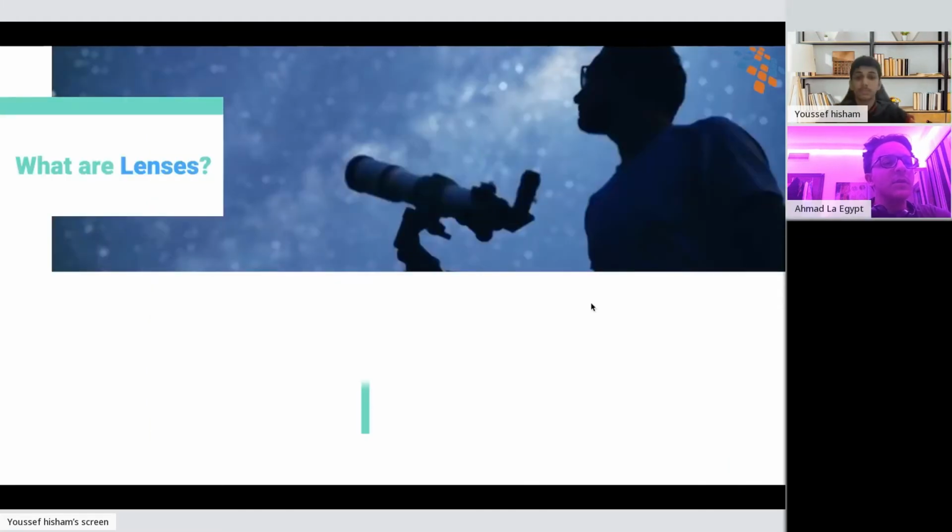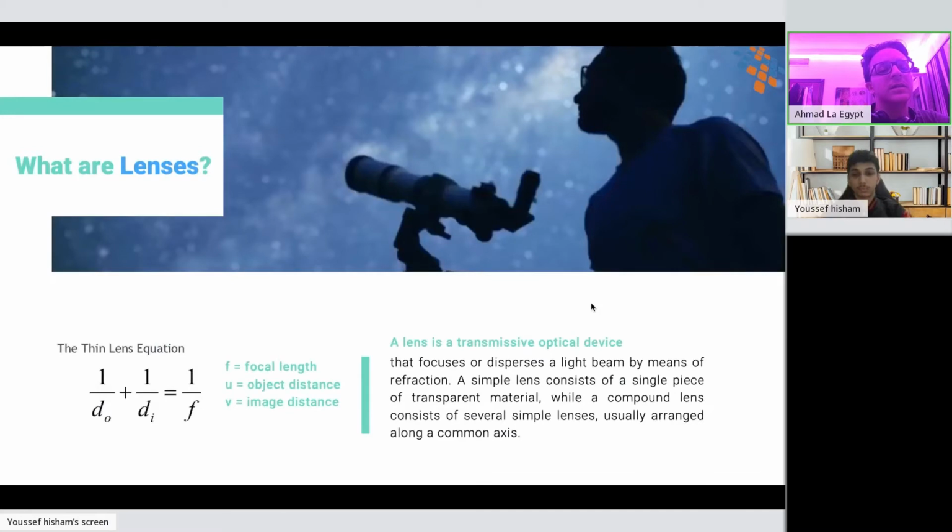Now moving on, here we're gonna talk about what lenses are exactly. So here we mentioned a formula, as you can see on the bottom left, which is the thin lens equation, and we're gonna get to it after a second. So let's start with talking about what lenses are.